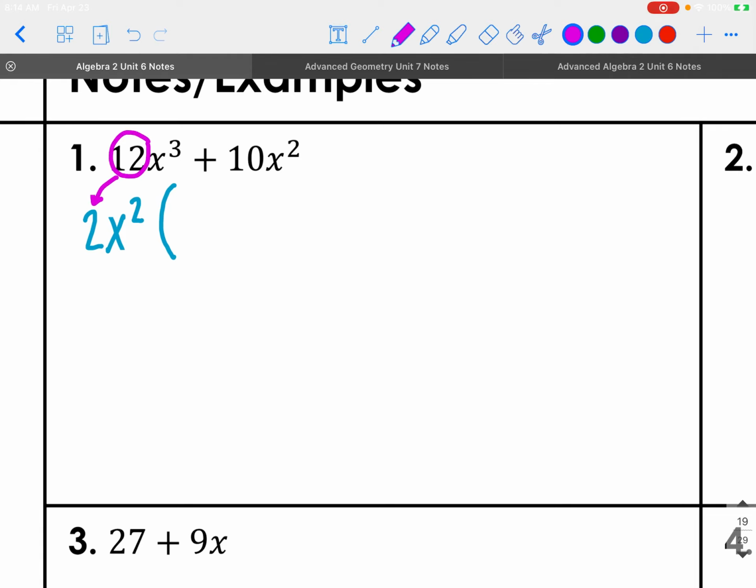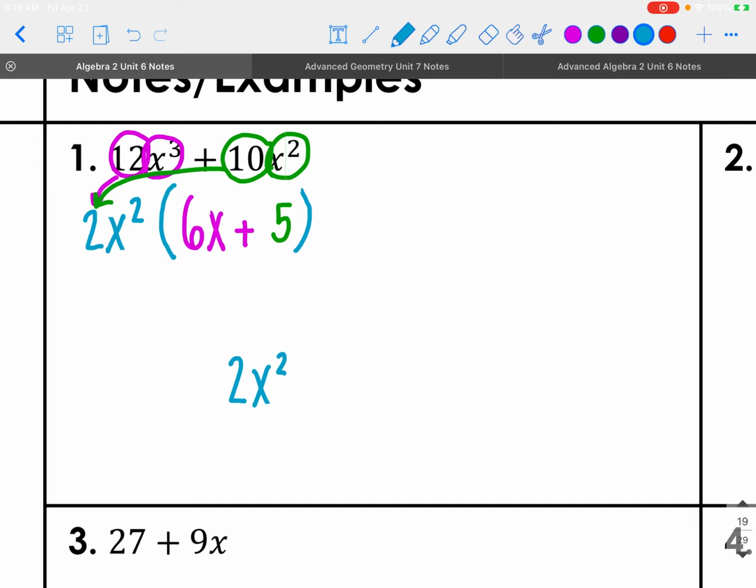So if I have 12, and I divide that by 2, we're left with 6. And then I only took 2 of his x's, so he still has 1 left. Plus, and then the 10, if I divide that by 2, we get 5. But I took all of his x's, so there aren't any left. So my answer is 2x squared and then 6x plus 5. And 2x squared, that is my GCF.